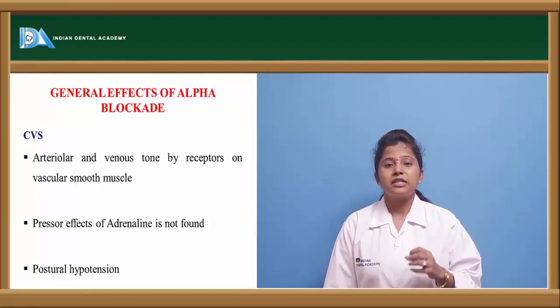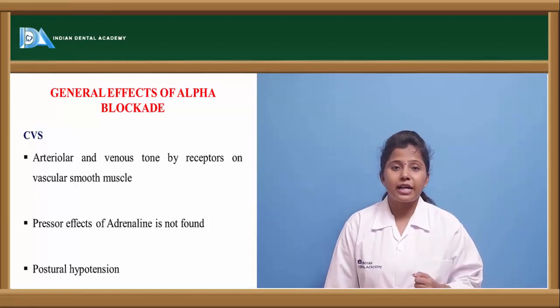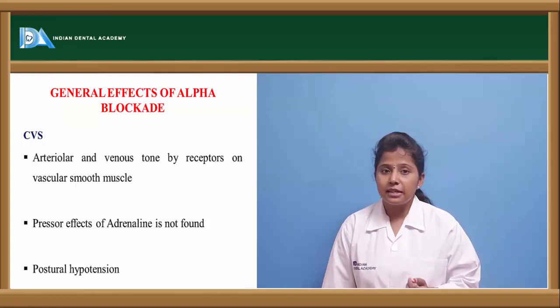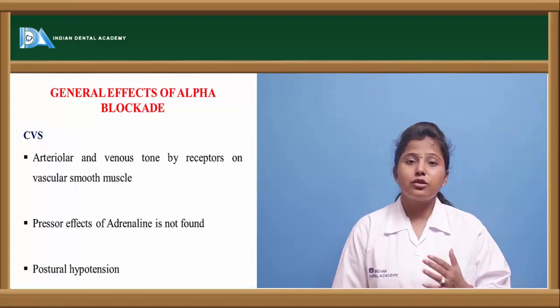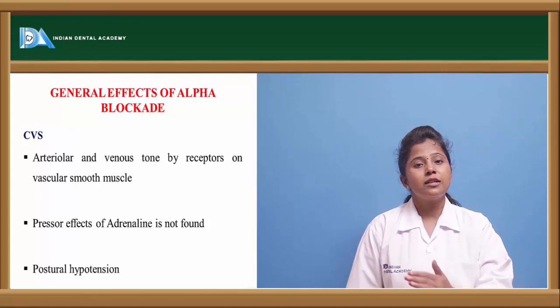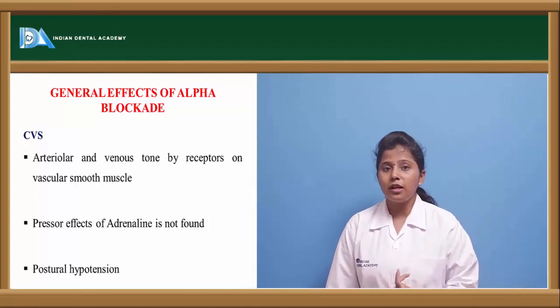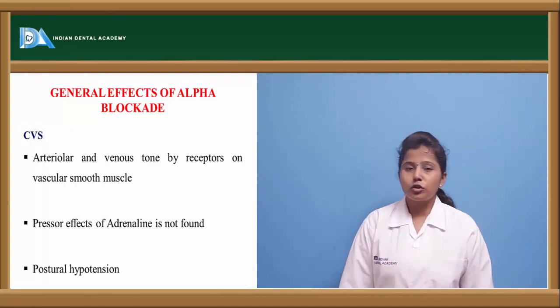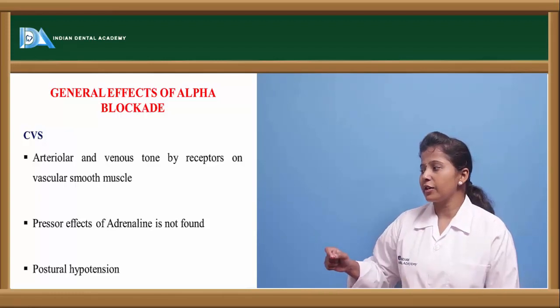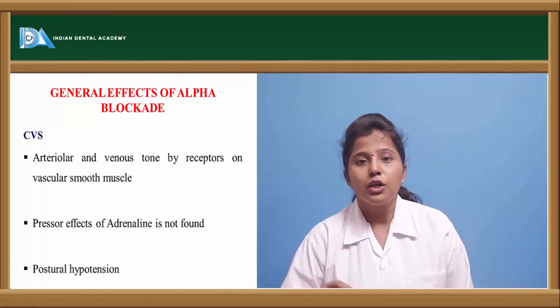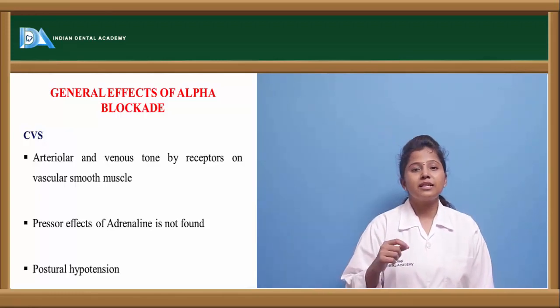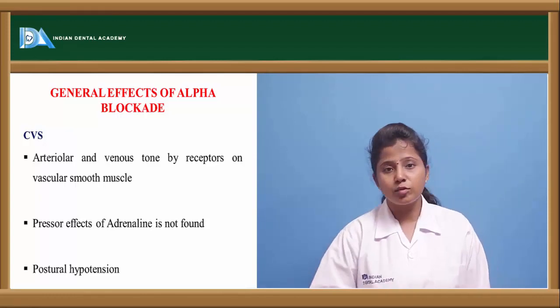For example, if it is binding to alpha receptors, it shows contraction, whereas if it is binding to beta receptors, it shows relaxation. So the effect on a particular smooth muscle depends on which receptor it is binding to. And the pressor effect of adrenaline is not found. So, vasopressor: a vasopressor is an agent which constricts the smooth muscle.